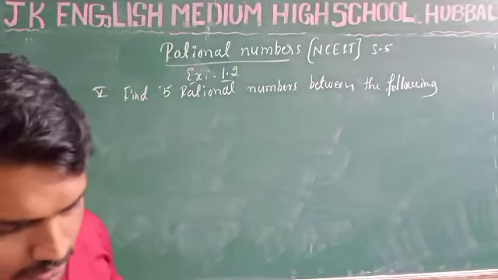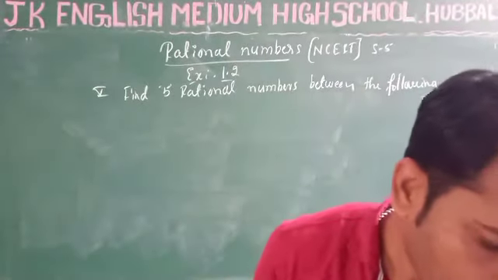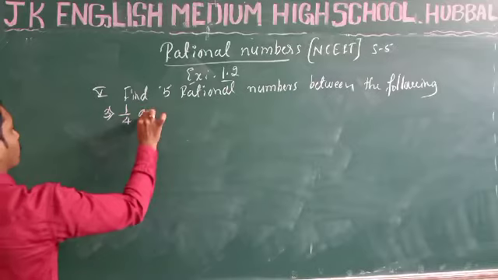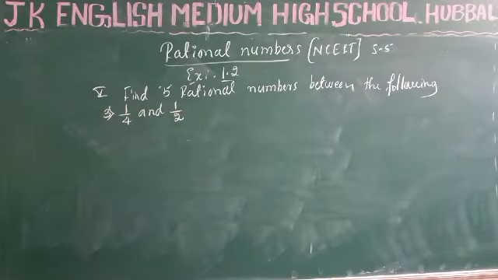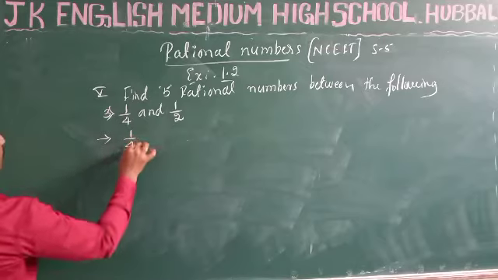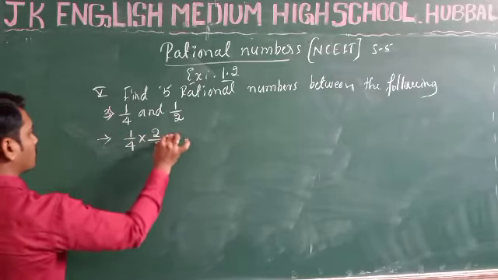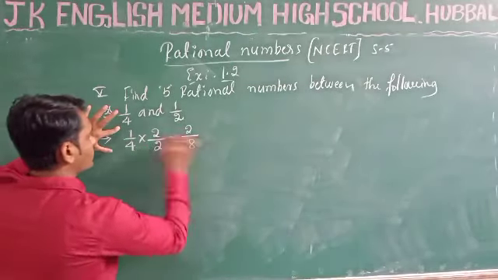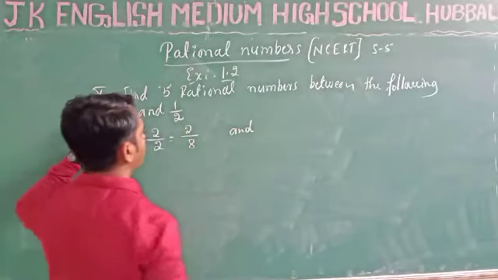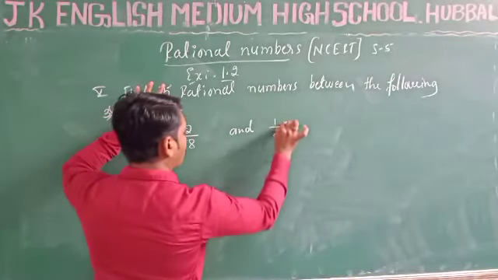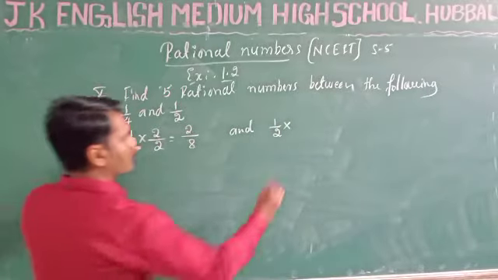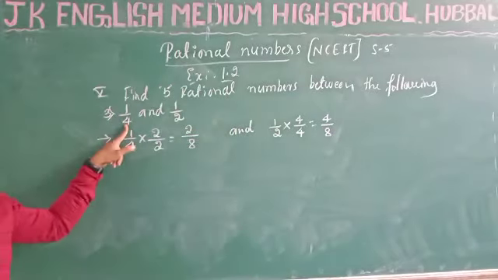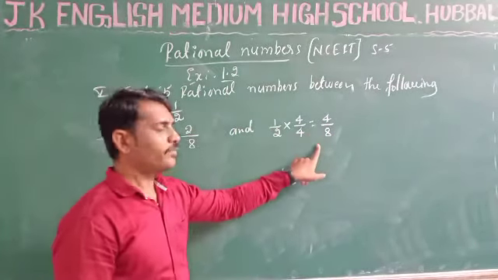Same, next question. 1 by 4 and 1 by 2. Fifth main. 1 by 4 and 1 by 2. What will we do? Take 1 by 4 into 2 by 2: 2 1s are 2, 4 2s are 8. And take 1 upon 2 into 4 by 4: 4 1s are 4, 4 2s are 8. So 2 by 8 and 4 by 8 is there.